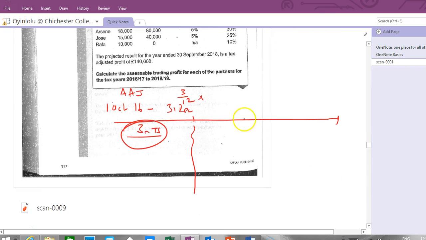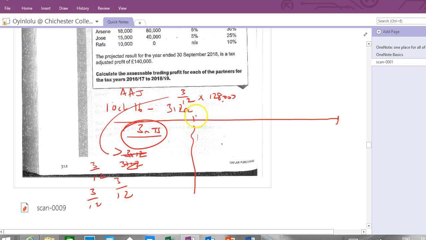Yes, so 103 over 12 times 128,000 will continue to be split as normal between them according to their profit sharing ratios. When I say profit sharing ratios, same situation with salaries, right? You will take 3 over 12 of each of their previously agreed salaries. Remember, Rafa is not here yet. Rafa joins on the 1st of January, and that's when the contracts change.